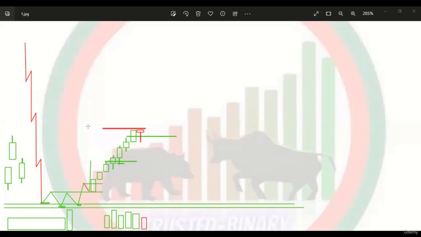But if we see there is a resistance level here, then we don't have any opportunity, because on the next candlestick the market may again fall down like this.